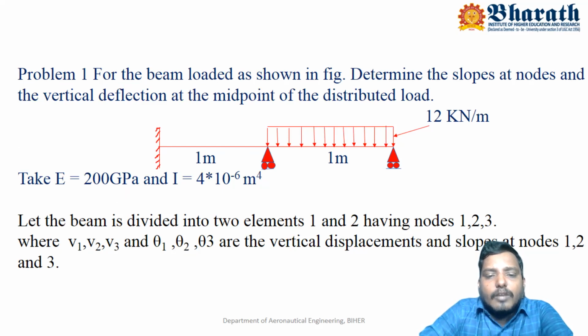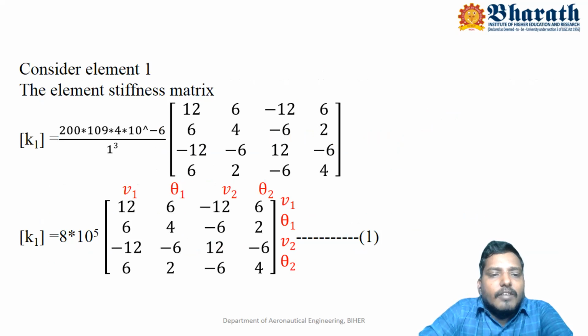Then we have to substitute this value into an equation where E is equal to 200 into 10 power 9 Newton per meter square, as well as moment of inertia I value is 4 into 10 power minus 6 meter power 4, divided by length of the beam is 1 meter cube. Then we substitute L equal to 1, and we will get your first finite element stiffness matrix. K1 equals 8 into 10 power 5, [12, 6, minus 12, 6; 6, 4, minus 6, 2; minus 12, minus 6, 12, minus 6; 6, 2, minus 6, 4].